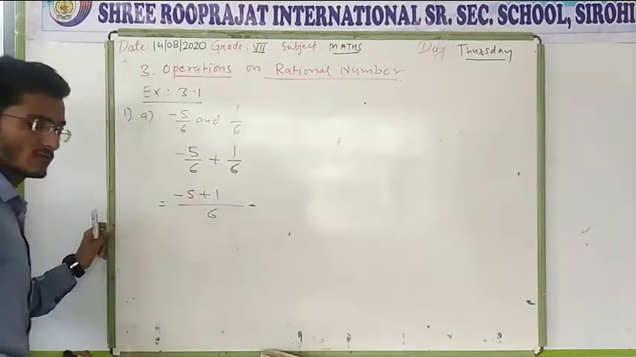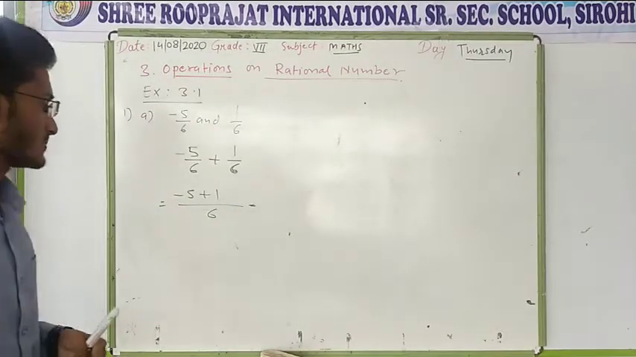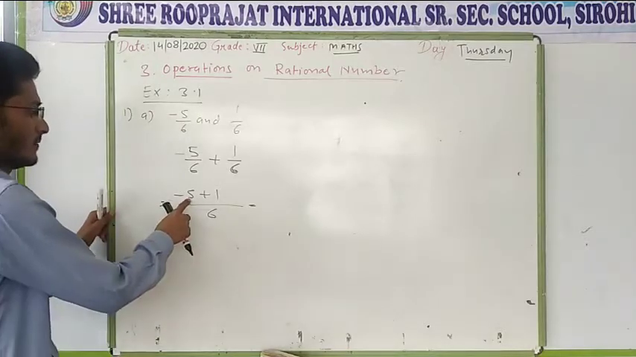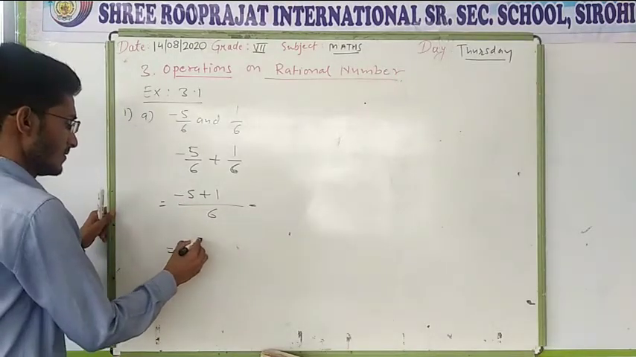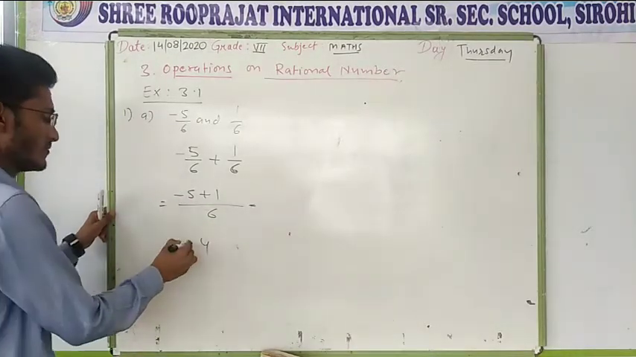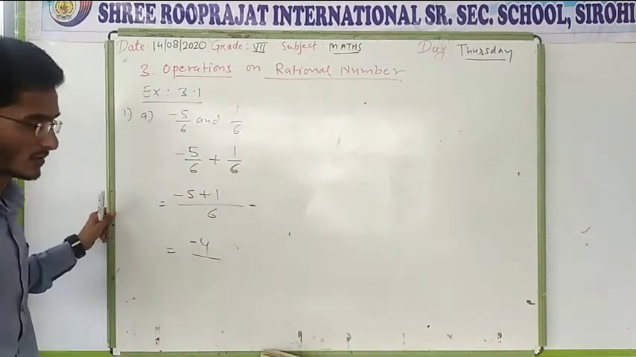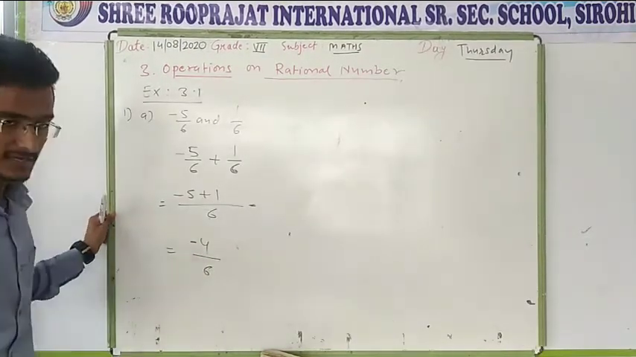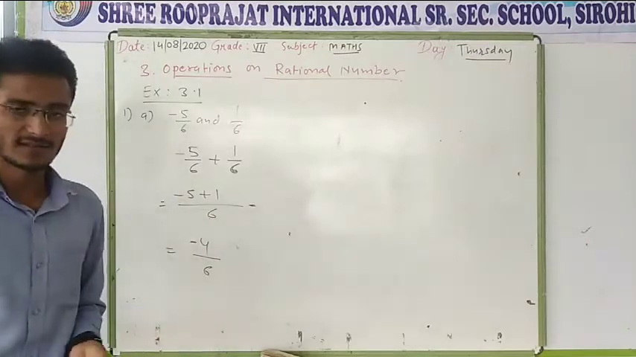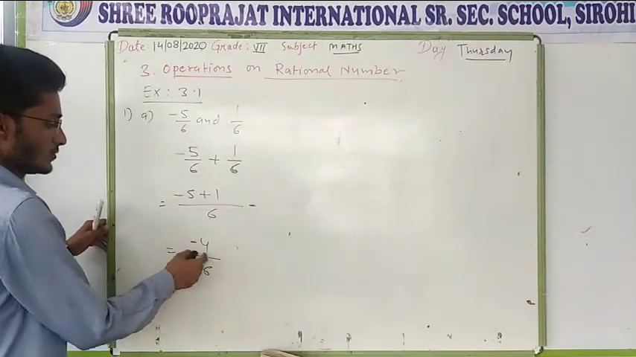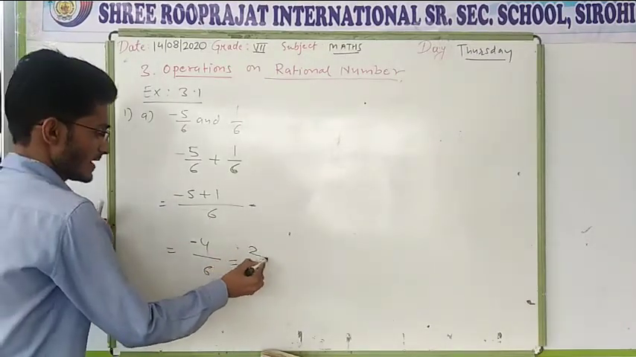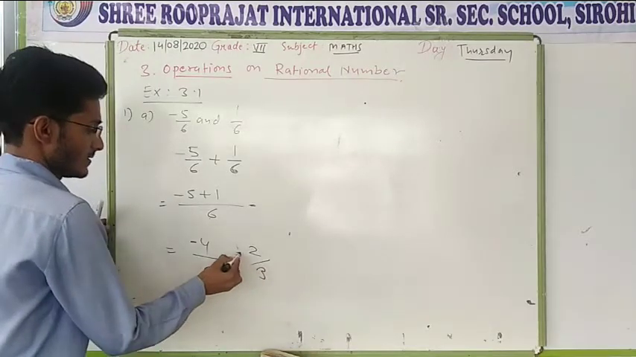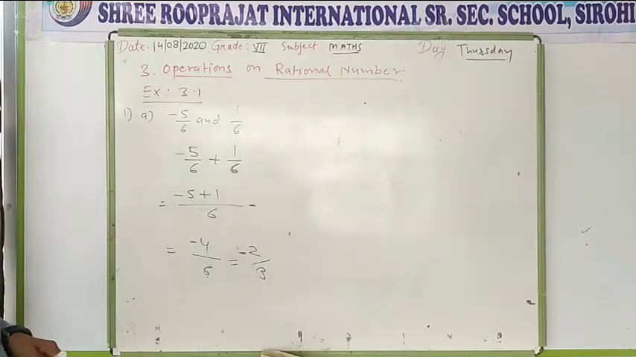When both are different in sign, you have to subtract the smaller from the greater one, that means 5 minus 1. You will get 4. The greater number is 5, that means you have to put a minus sign, that means minus 4. And it will be 6 as it is. If both numbers are divisible by the same number, you can divide. So it is divided by 2, you will get 2 times. It is divided by 2, it is 3 times. Don't forget to put the negative sign.